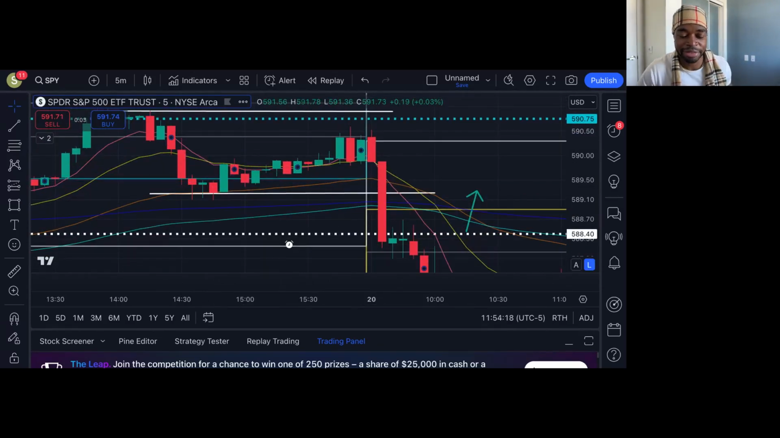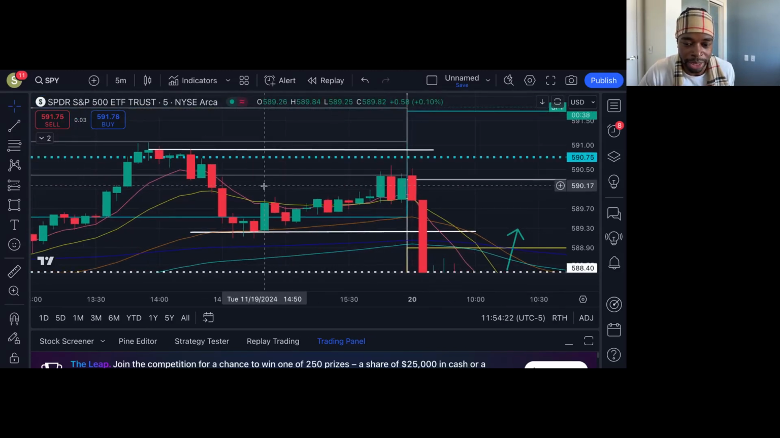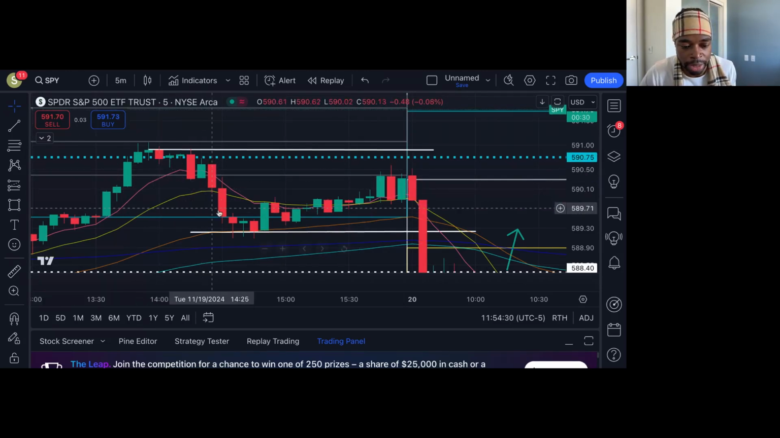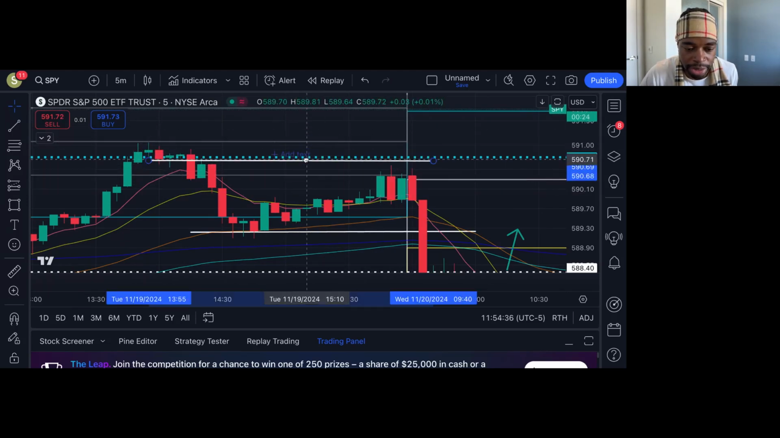Let's talk about this first example. In this first example, we had this key level, the 590.75 key level. It was resistance, so I looked at it as resistance. We hit that level and then we came down, then we went back up and tried to get to that level again. So we pretty much created a near double top. This is pretty much a double top.